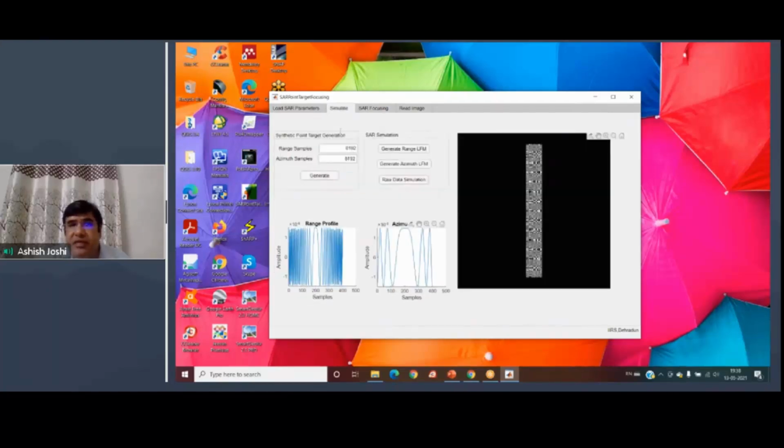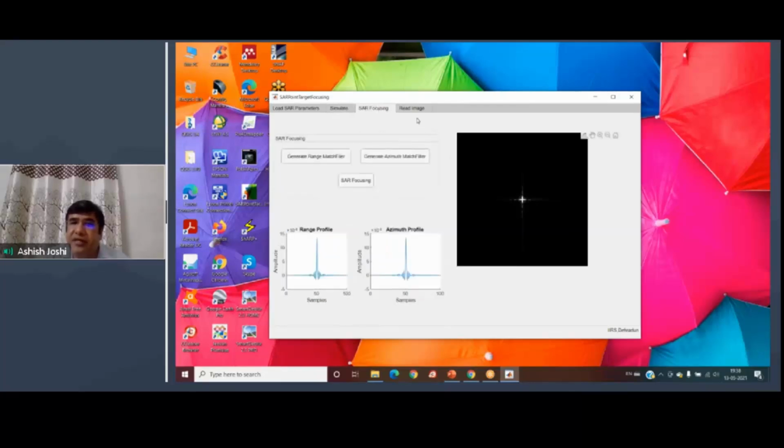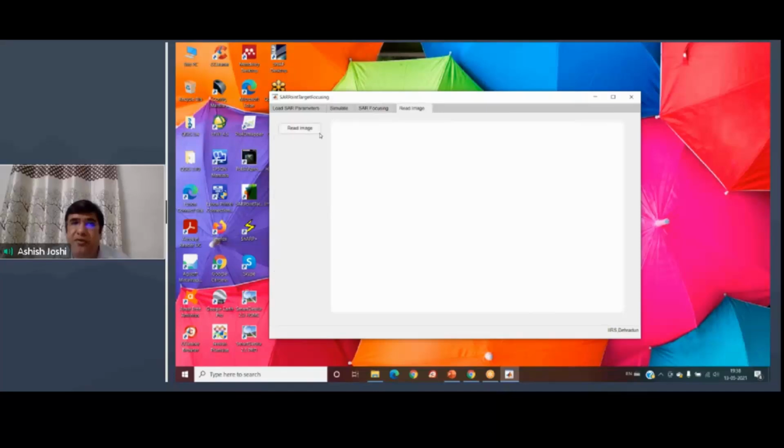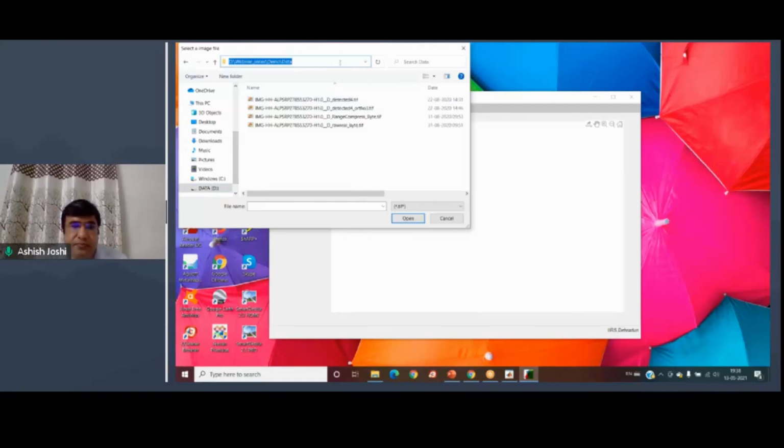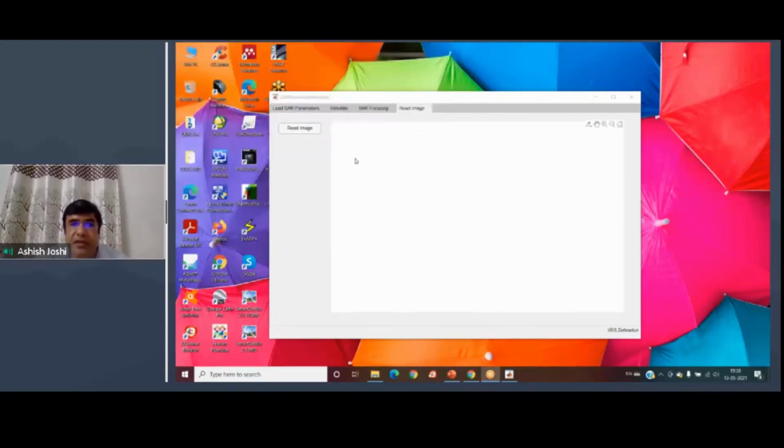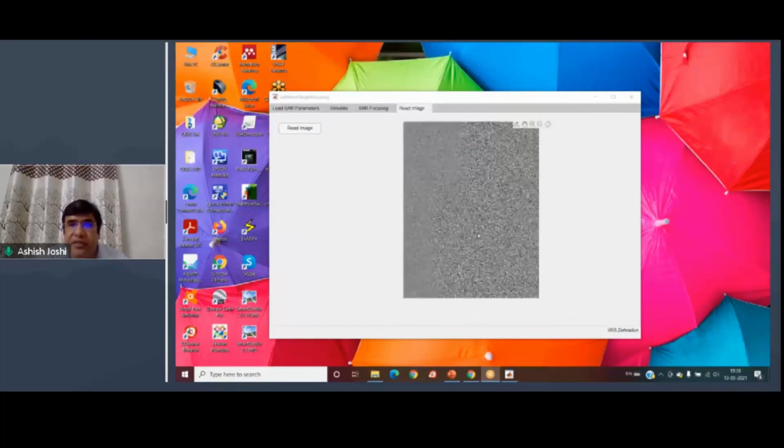Okay, and this is our scenario. First we generated the point target, then we generated the SAR raw data, and then we did the SAR focusing. Now we can see some of the images. So this is the raw data, but it is in the form of pulsar data.